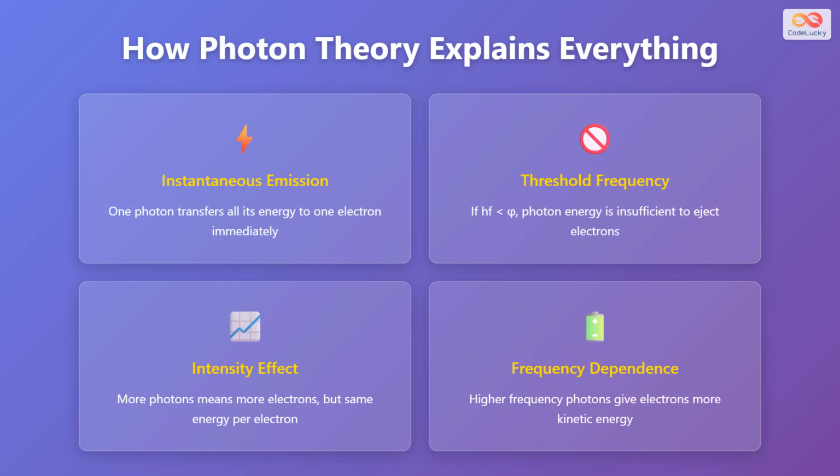Einstein's photon theory elegantly explains all the puzzling observations. Emission is instantaneous because one photon transfers all its energy to one electron immediately, like a particle collision. The threshold frequency exists because if h times f is less than phi, the photon simply doesn't have enough energy to eject an electron, no matter how many photons are present. Higher light intensity means more photons, which ejects more electrons, but each electron still receives energy from just one photon. And finally, higher frequency photons have more energy, so they give electrons more kinetic energy after overcoming the work function.